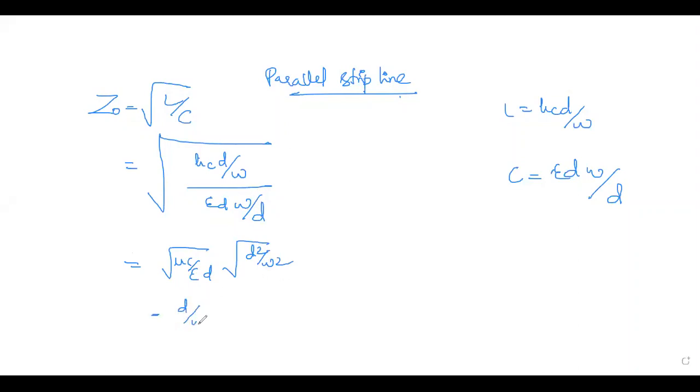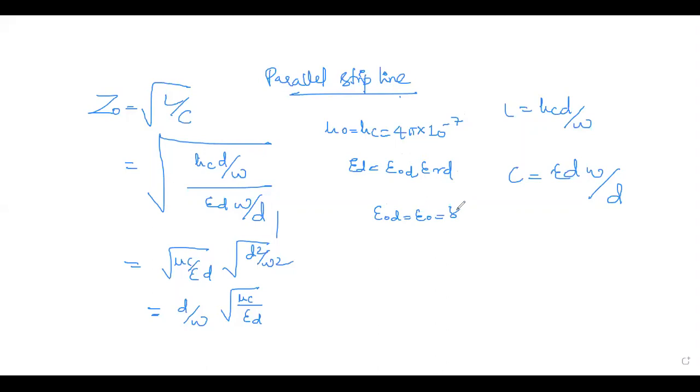So the equation Z0 = D/W square root of mu_c by epsilon_d. Now this mu_c is also equal to mu naught, so the value will be 4 pi into 10 to the power minus 7. Epsilon_d is nothing but epsilon naught into epsilon_rd, where epsilon naught is 8.854 into 10 to the power minus 12.